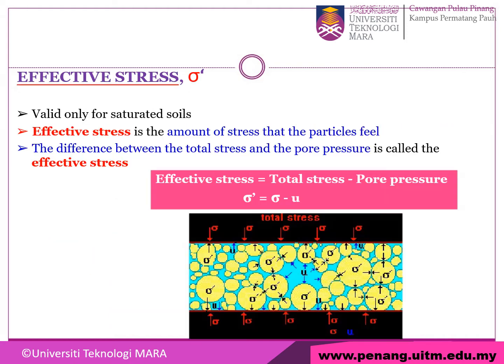Alright, so now we go for the effective stress. This one is valid only for saturated soil. Effective stress is the amount of stress that the particles feel. The difference between total stress and pore pressure is called effective stress. Effective stress is equal to total stress minus pore pressure.